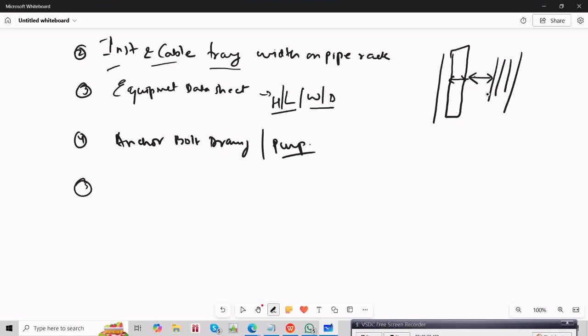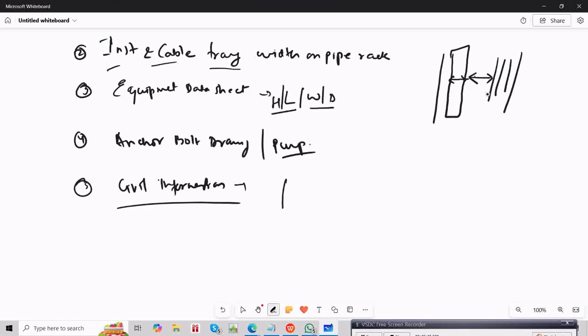The fifth point is called civil information. Now what information can we get from civil? The location of the pipe rack, the foundation location. That foundation information we need from the civil.